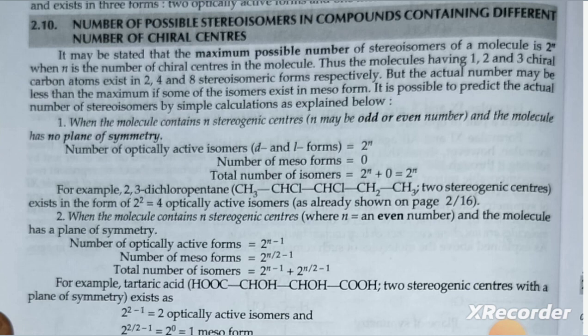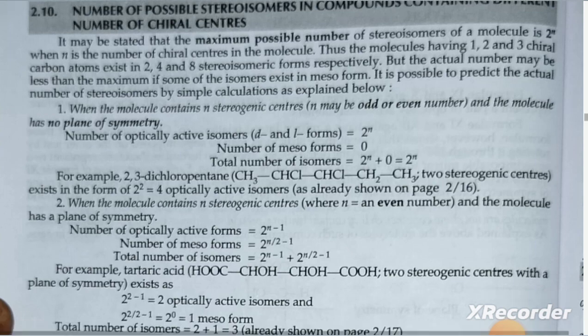First, when the molecule contains n stereogenic centers, n may be an odd or even number, and the molecule has no plane of symmetry. Number of optically active isomers, D and L forms, is equal to 2^n. Number of meso forms is equal to 0. Total number of isomers is equal to 2^n plus 0, which is equal to 2^n. For example, 2,3-dichloropentane has two stereogenic centers and exists in the form of 2^2, which is equal to 4 optically active isomers, as already shown on page 2 by 16.